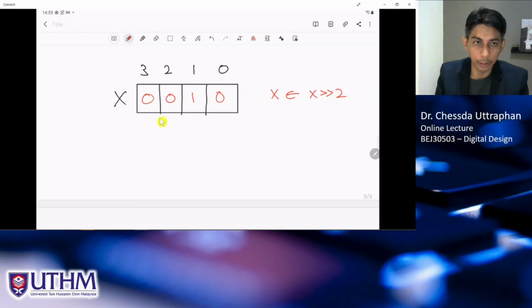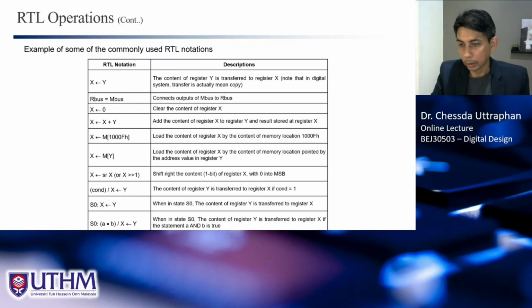When you want to shift 3 times, it means that you shift 3 times. For example, this 0 will go here, here, and go out. This one will go here, here, and here. That is shift 3 times. Okay.